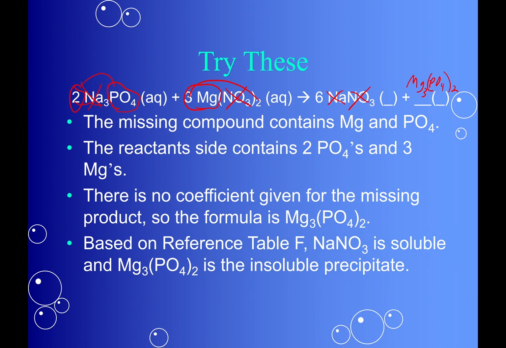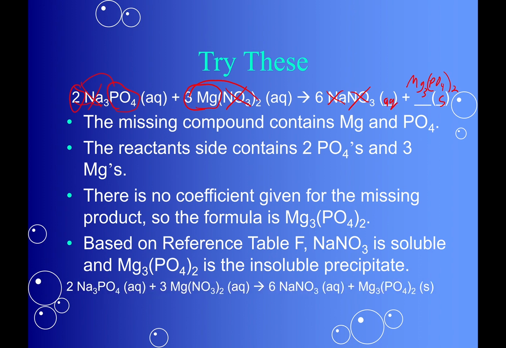We then have to determine which of these is soluble and insoluble. Sodium nitrate. Nitrates are always soluble. Phosphates are insoluble. Magnesium is not the exception. So magnesium phosphate is insoluble, therefore gets the solid designation. And sodium nitrate remains dissolved in solution.